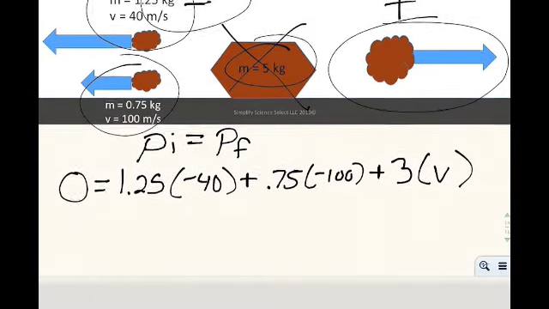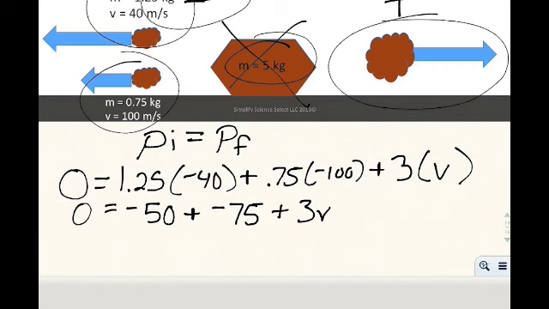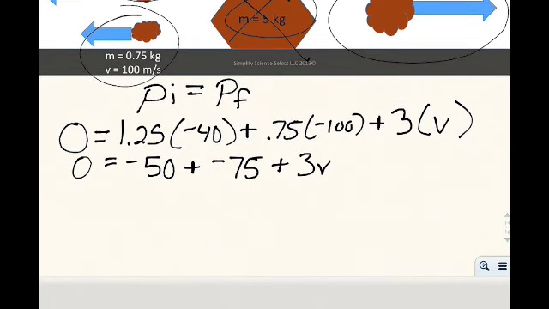So if you look, you can go ahead and calculate this out. You would say 1.25 times 40, and if you were to do that, you would get something like 50, but remember it's negative, and then plus 0.75 times 100, but remember it's negative, so it'd be negative 75, plus 3v together has to equal 0. So you're looking at something that's much, much simpler than the last example.